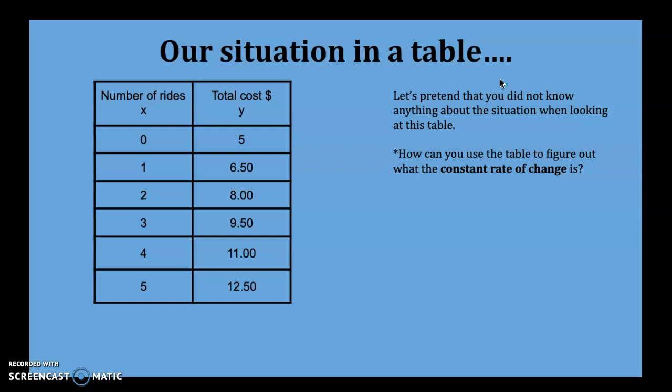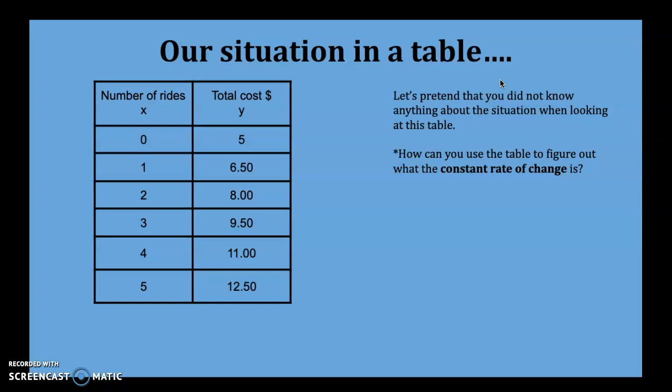Okay, so this is a table of that, and obviously our independent variable, the thing we can control, is the number of rides, the x, and what's dependent, what changes because of our x, is the total cost, right? That's what's going to change in this situation. That's the only thing that changes, my cost of my trip. Okay, so how can we do it on a table?